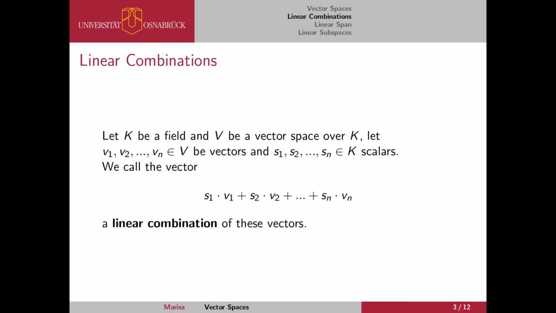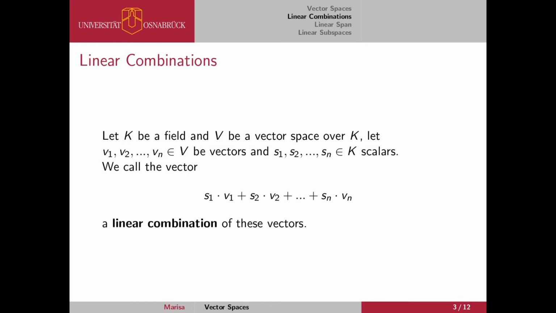Last week, the term linear combinations already came up when we talked about linear independence of vectors. To make this clearer, let us go through the formal definition together. Let K be a field and V be a vector space over the field K. We have the vectors v1, v2, and so on until vn, which are all vectors from the vector space V. And we have the scalars s1, s2, and so on until sn, which are elements of the field K.